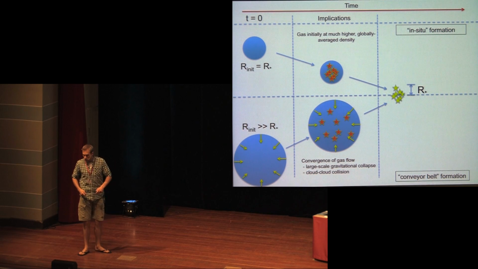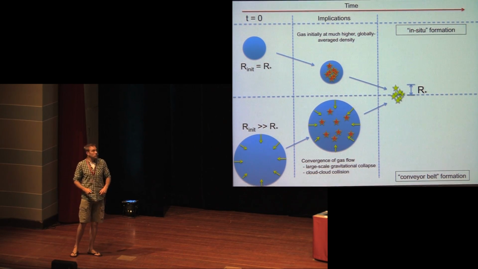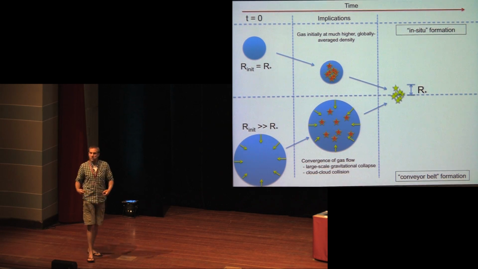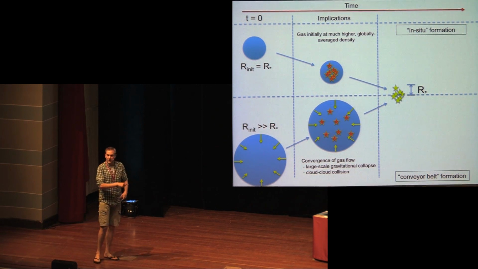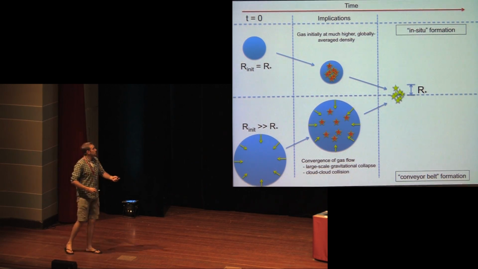So just for the remainder of the talk, I'm going to refer back to these in two different ways. I'm going to call this in situ formation, and this one here conveyor belt formation. This is deliberately to hide any physics behind what might be doing the conveying. So I'm dodging a bullet before I get hit.